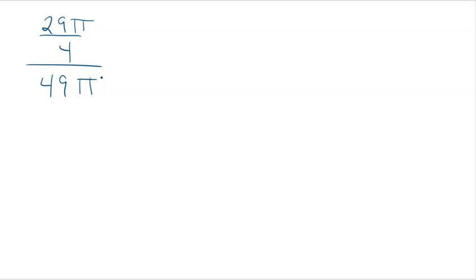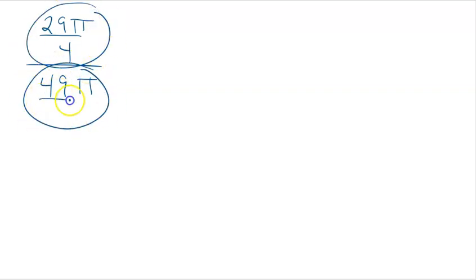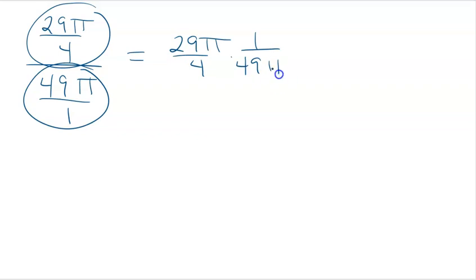Now, remember, when you take a fraction and divide it by another fraction, put that over 1, you invert and multiply. So this is equivalent to 29 pi over 4 times 1 over 49 pi. The pi's cancel, and I get 29 times 1, which is 29, and 4 times 49, which gives me 196.